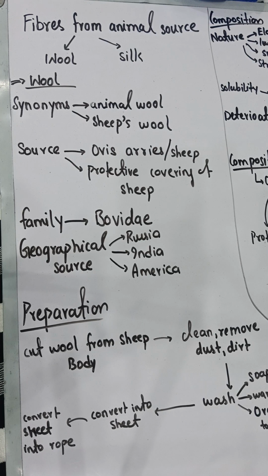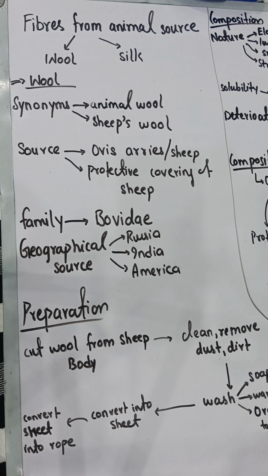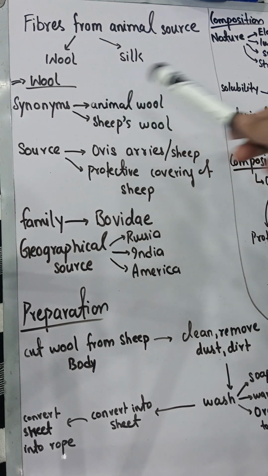So this is me, Alia Waheed, and in this video we are going to discuss the fibers which originate from the animal source. In the previous lecture we discussed the fibers originating from the plant source. Two fibers originate from the animal source. They are wool and silk.